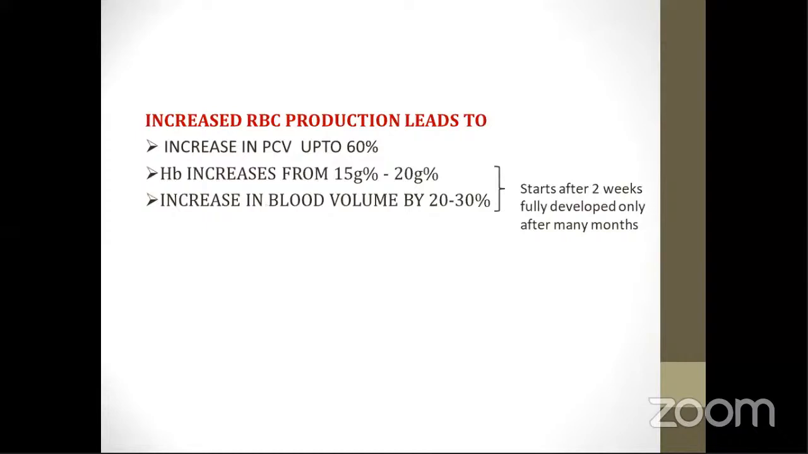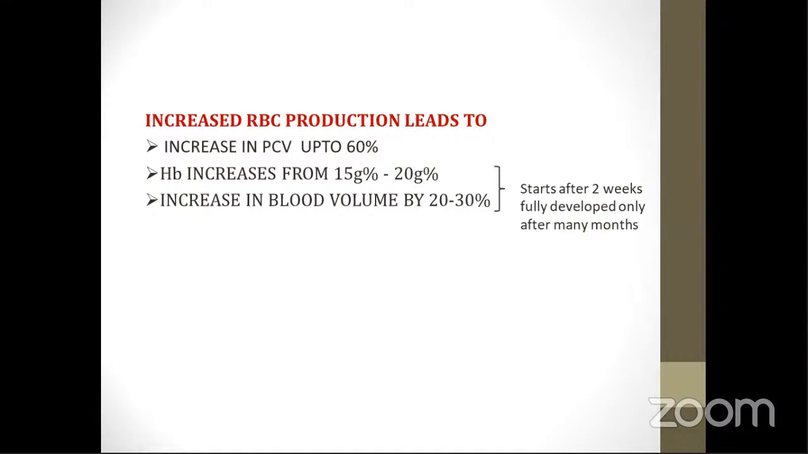And increased RBC production will lead to these things. First thing is increase in RBC production will cause increase in packed cell volume, and packed cell volume will be increased up to 60%. And hemoglobin will be increased from 15 gram percentage to 20 gram percentage, and increase in blood volume by 20 to 30%. Okay, these are the effects seen when there is increased RBC production.